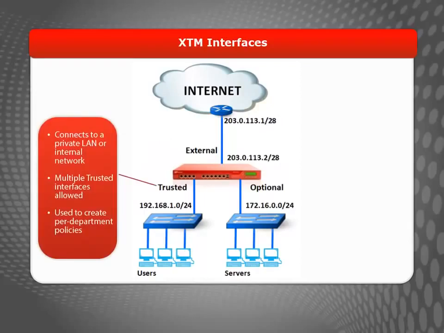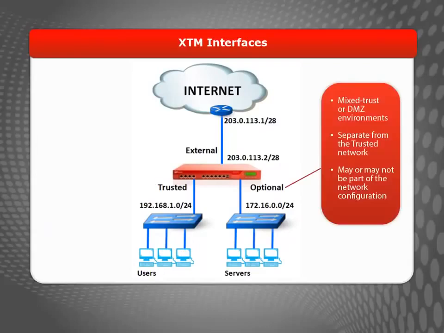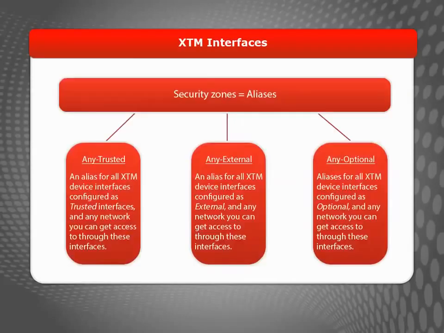A trusted interface connects to your company's private LAN or internal network. Just like with the external interface, you can have multiple trusted interfaces, which can help you set up per department policies. For example, you might set up a trusted interface for your HR network, one for your executive network, another for your IT staff, and so on. Optional interfaces are often used as mixed trust or DMZ environments that are separate from your trusted network, and you may or may not choose to use them. Resources typically found on an optional interface include public web servers, email servers, and FTP servers, all of which you want to protect. The name of each interface also acts as an alias you can use to define your firewall policies, including, for example, any trusted, an alias for all networks behind the trusted interface.